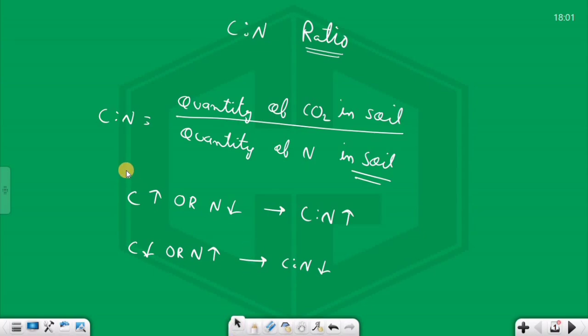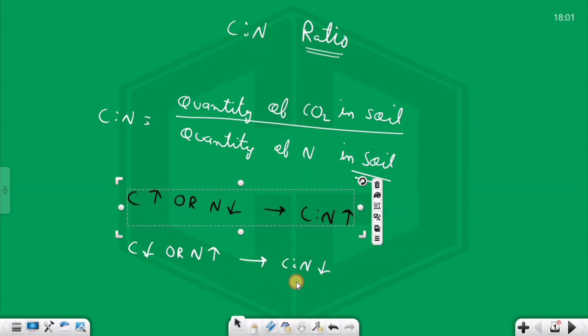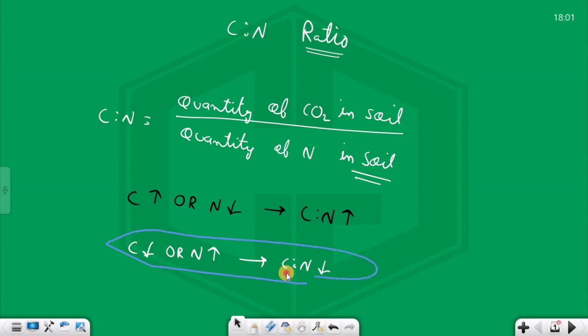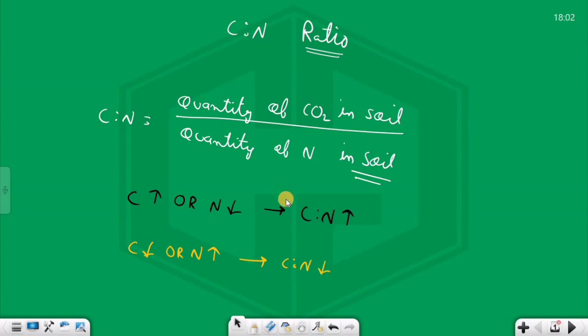Keep in mind, it is very important to note that the carbon nitrogen ratio depends on the quantity of carbon and nitrogen. If carbon is increasing, then the carbon nitrogen ratio will increase. If carbon is decreasing, then the carbon nitrogen ratio will decrease. And if nitrogen is decreasing, then the carbon nitrogen ratio will also decrease. That's the point you should note.